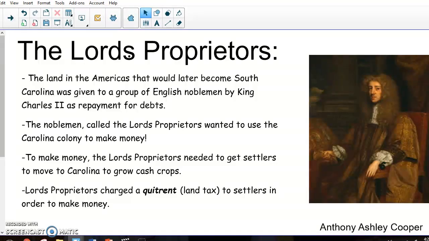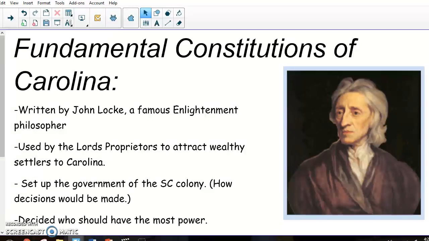And so they had to figure out how they were going to get people to come to this area. And one of the things that they decided that they were going to do was to charge a quitrent or a land tax in order to make money off of the people that came to the New World, to this colony. Now, you had the establishment of the Fundamental Constitutions of Carolina.